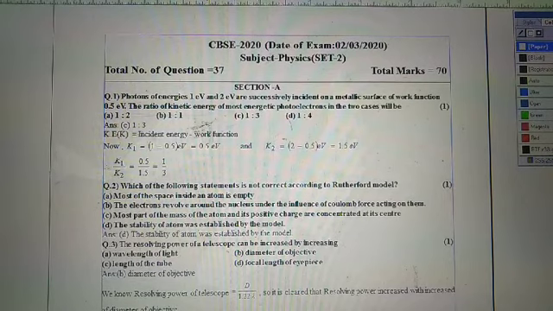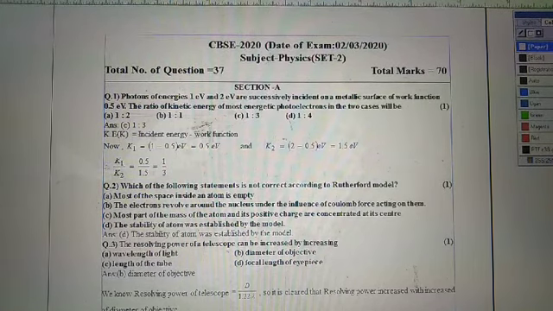Second question, which of the following statements is not correct according to the Rutherford model? It is a knowledge based question. First option, most of the space inside an atom is empty. The second option, the electrons revolve around the nucleus under the influence of Coulomb force acting on them.